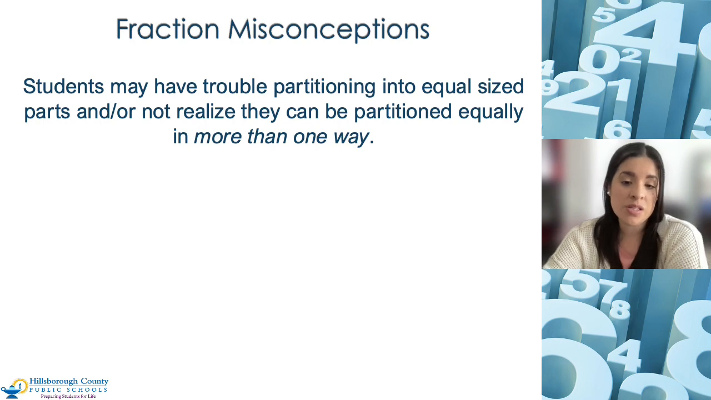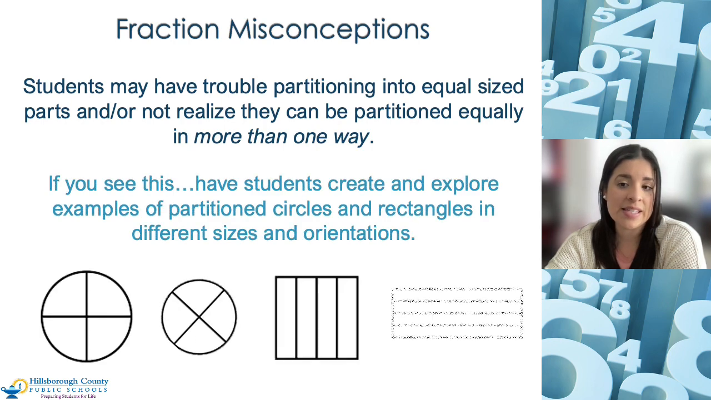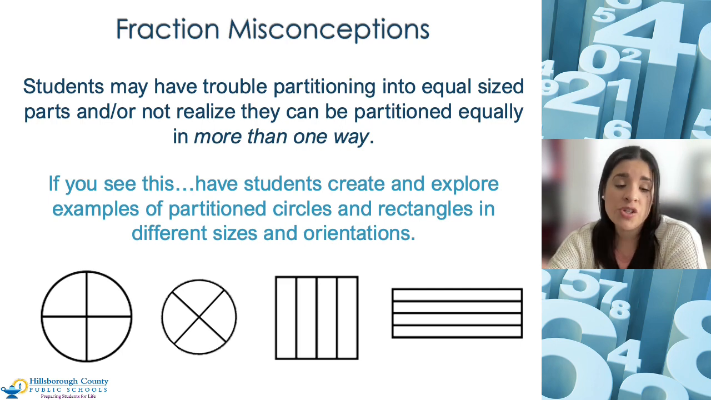Throughout this unit, you'll also have some students come across some misconceptions. They may have trouble partitioning into equal-sized parts or not realize that they can partition equally in more than one way. So if you see this, have students create and explore examples of partitioned circles and rectangles in different sizes and orientations. Did you see how that circle spun around? We didn't change the way that it was partitioned, but just because I turned the circle a different way, the partitions are the same. Make sure that students see many different sizes and orientations.